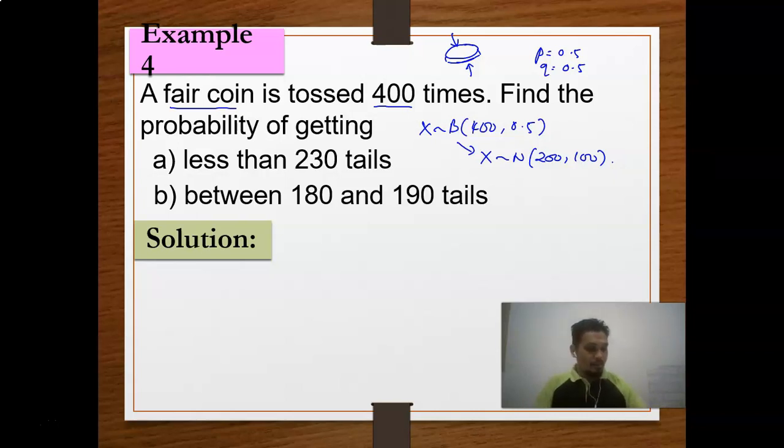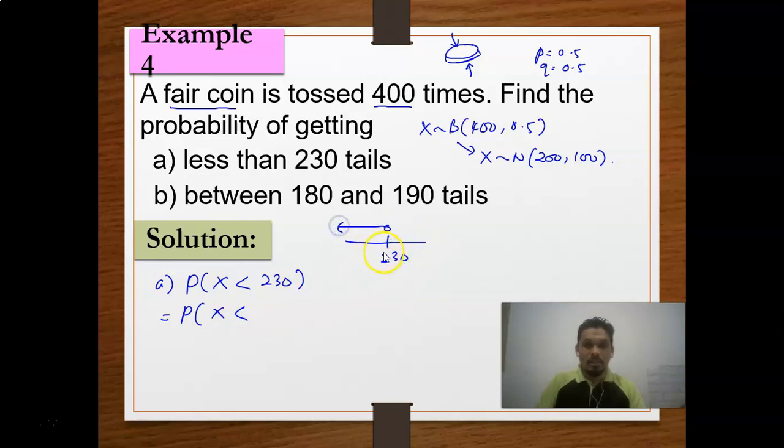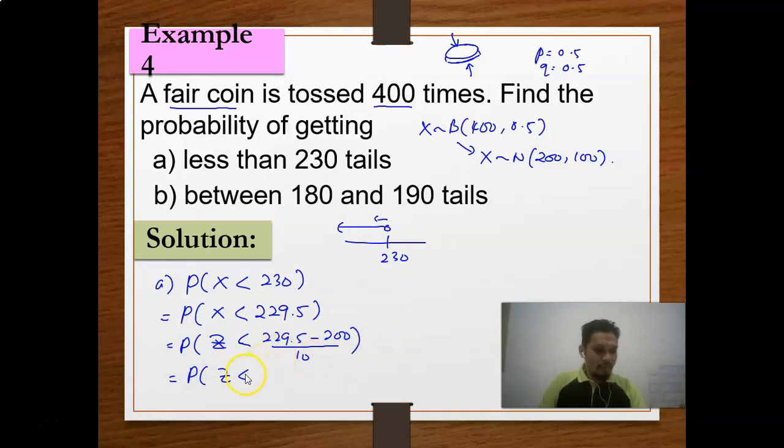So we want the probability of X less than 230 tails. It is X less than 230, which does not include 230, so we subtract 0.5 and come out with 229.5. So Z less than 229.5 minus 200 divided by the standard deviation, square root of 100, which is 10. Then this is 2.95.